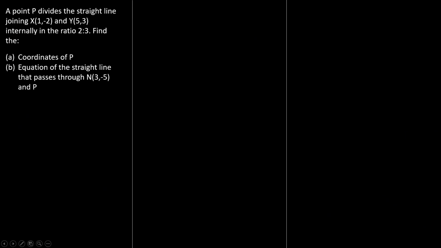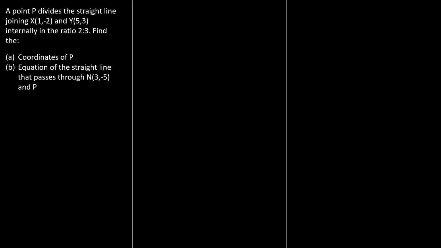Problem of the day. Today's problem of the day is also an EMAS question, and it says a point P divides the straight line joining X with coordinates of 1 and -2, and Y with coordinates of 5 and 3, internally in the ratio 2:3. Find the, and then we have two options in here.